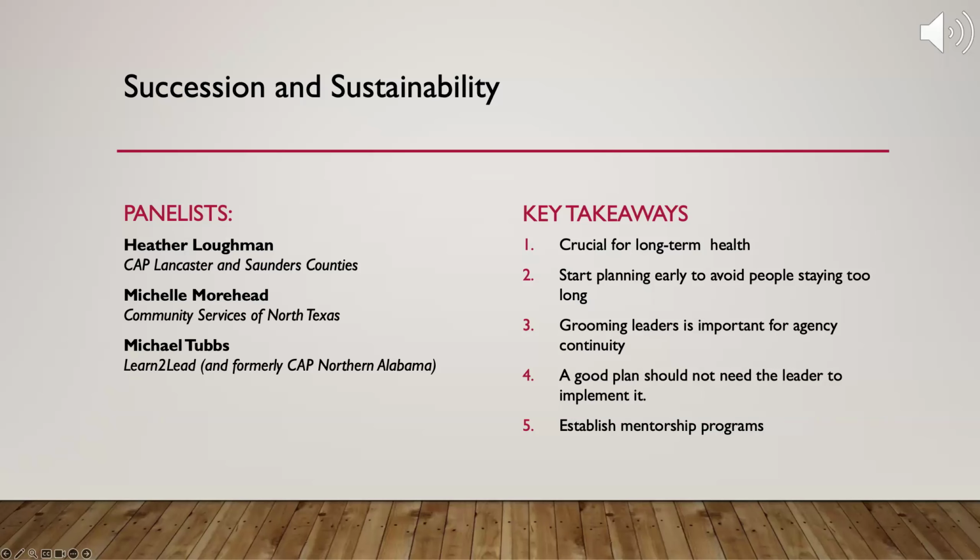So Michael Tubbs really emphasized the need to start planning for succession early and to avoid the pitfalls of a leader staying on for too long, because it's easy to get complacent, but that can really stifle innovation and growth within an organization. So it's not just about having a plan. It's also about creating that culture of leadership development. Absolutely. So what else did we learn?